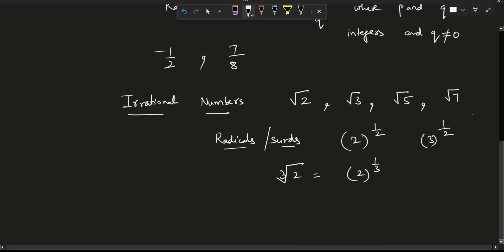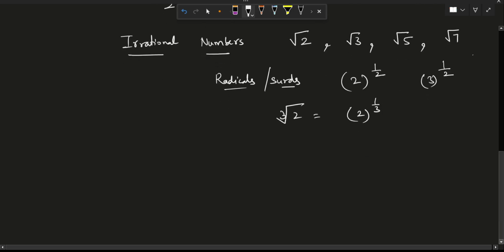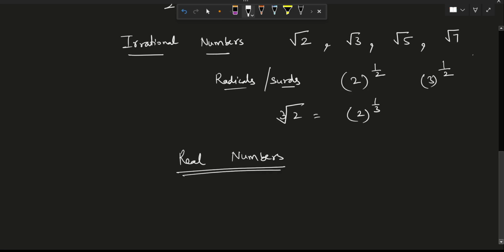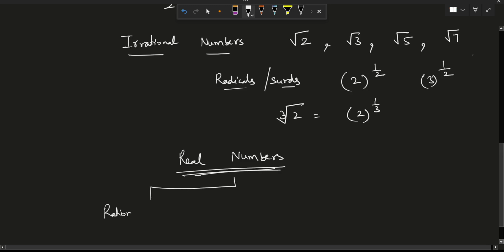Now let us see, all together, what these numbers are called. I talked about natural numbers, whole numbers, integers, rational numbers, irrational numbers. All these numbers are termed as real numbers. They are called real numbers. Real numbers are rational numbers and irrational numbers.